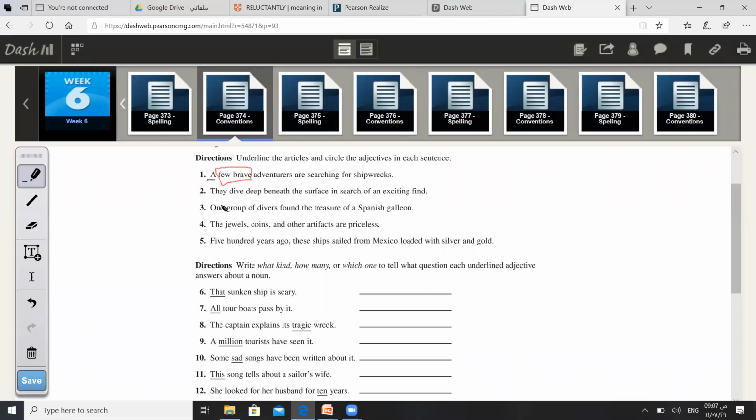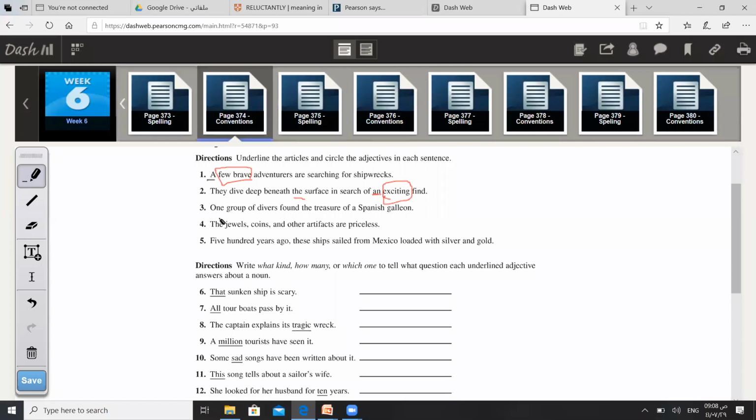Now, they dive deep in search of an exciting find. The article is an. Sorry? Teacher, the. The. Article the. Now, what is the adjective? There are two articles, the and an. What is the adjective? Exciting find. And deep. Teacher, deep. No. Dive deep. Deep here we are describing a verb. This is an adverb.